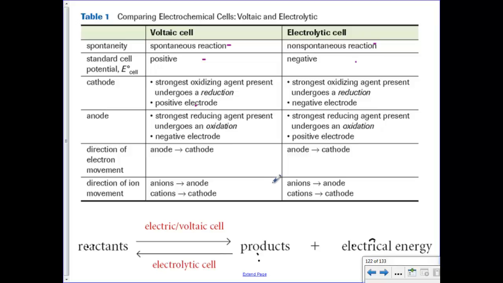Electrons always go from anode to cathode. I don't care what cell it is. Electrons always go anode to cathode. You just change the negative sign, that's all. And then always will. So yeah, this one you can say always.